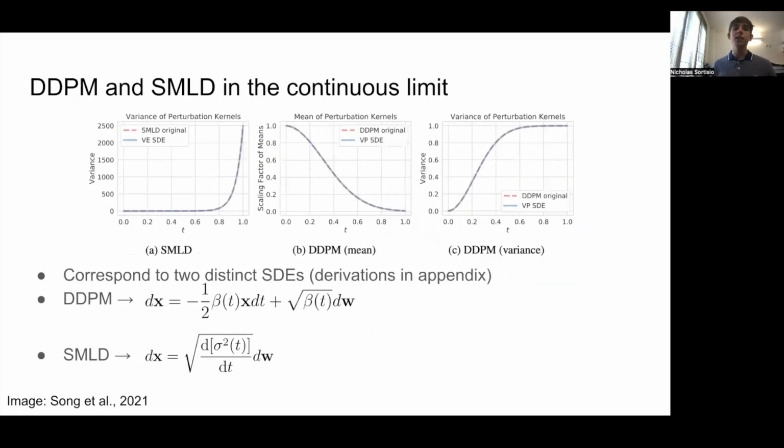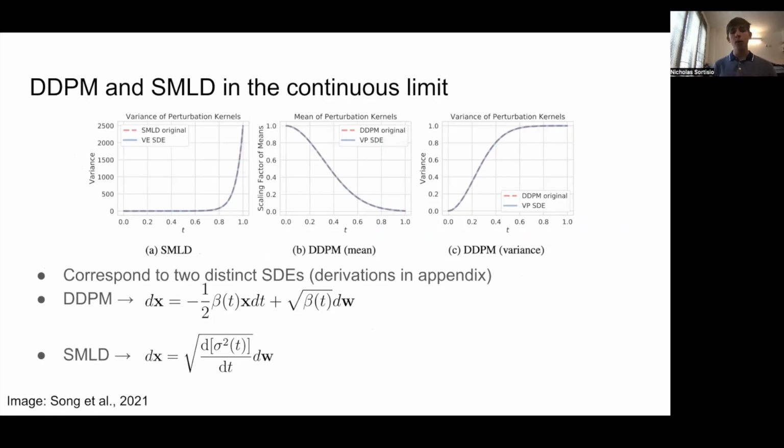So a natural question is, how do we think about these in the limit when we take the step size to 0? And it turns out, and we derive this in the appendix, that they both approach SDEs that are very easy to write down and very easy to understand and solve, but they're very different from one another.